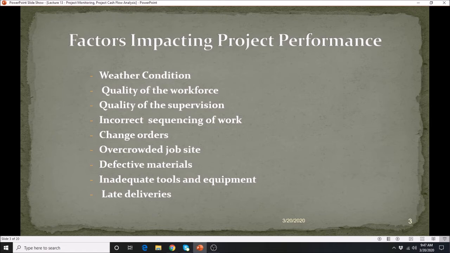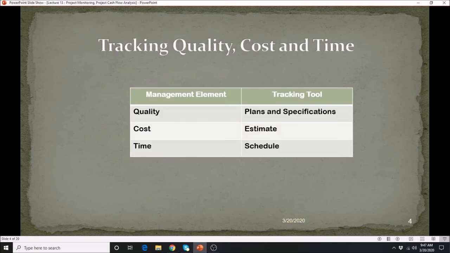But if you are going to use the just in time method, you have to make sure that the particular material must be there at the time that you need them. Otherwise, it may cause delays on your activities.